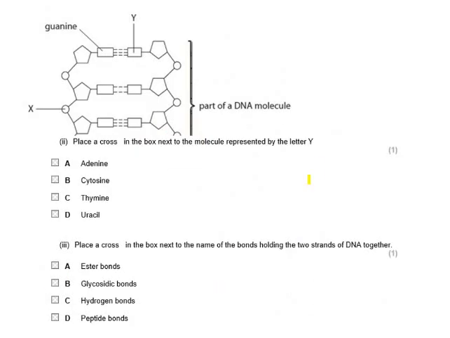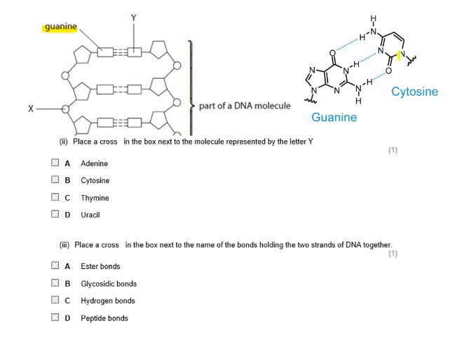Place a cross in the box next to the molecule represented by the letter Y. Now we get told that this is guanine, so you have to remember what base is complementary to guanine, and that's of course cytosine. The reason is because they have 3 hydrogen bonds between them. So the bond between bases, the bond that actually holds the 2 strands of DNA together, is a hydrogen bond. Now you do not need to remember the exact structure of guanine and cytosine, but you do need to remember that there are 3 hydrogen bonds between them, whereas adenine and thymine have 2.